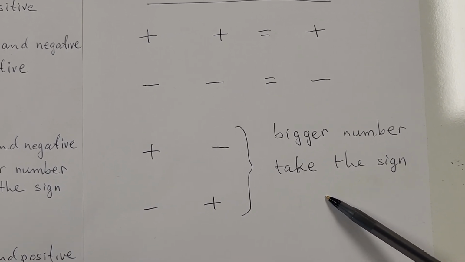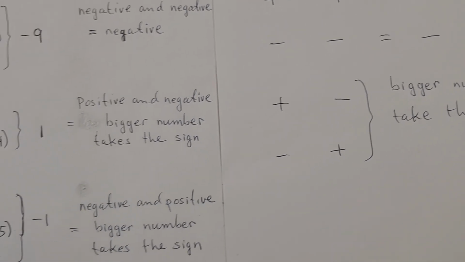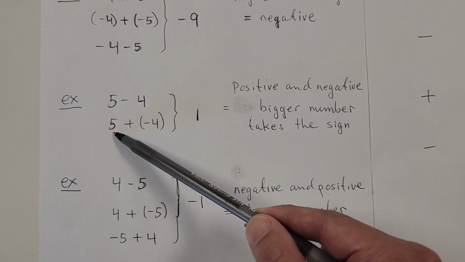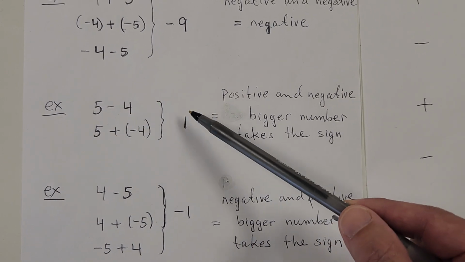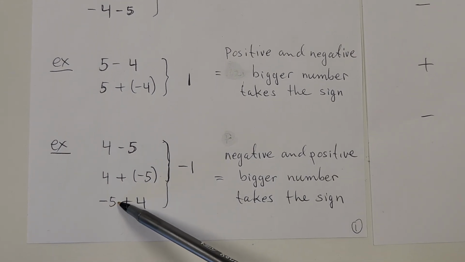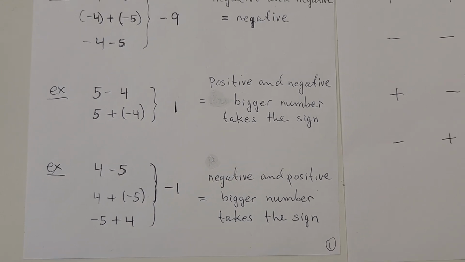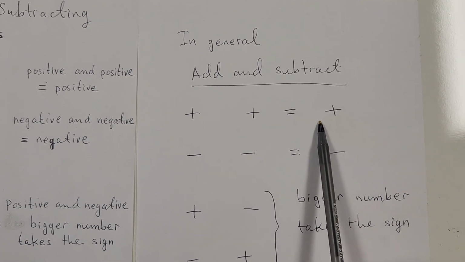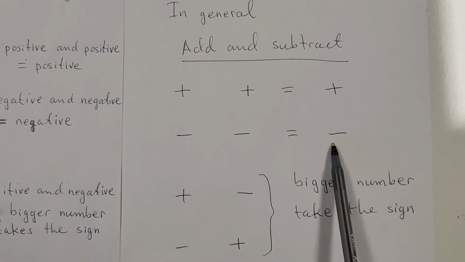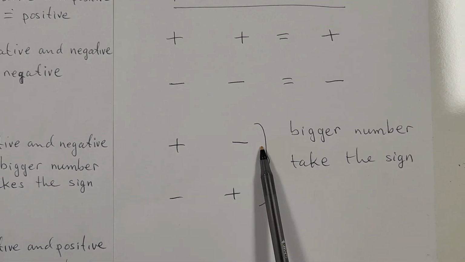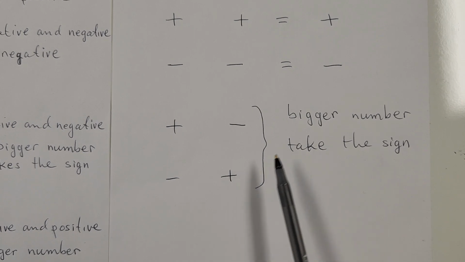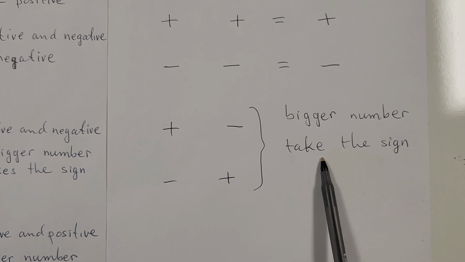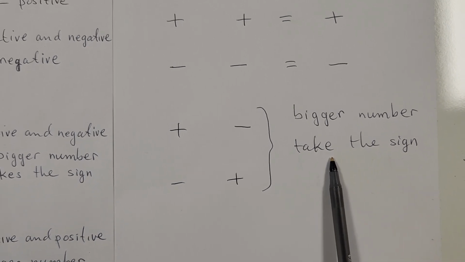So your answer will be based on the biggest number. Again, the answer, either positive or negative, depends on the bigger value. If the bigger value is positive, the answer stays positive. If the bigger value is negative, the answer is negative. So be very careful on the signs. Again, positive positive stays positive, negative negative stays negative. However, when I have positive and negative, or negative positive, the bigger number takes the sign. Okay, so the answer will be based on the biggest value.